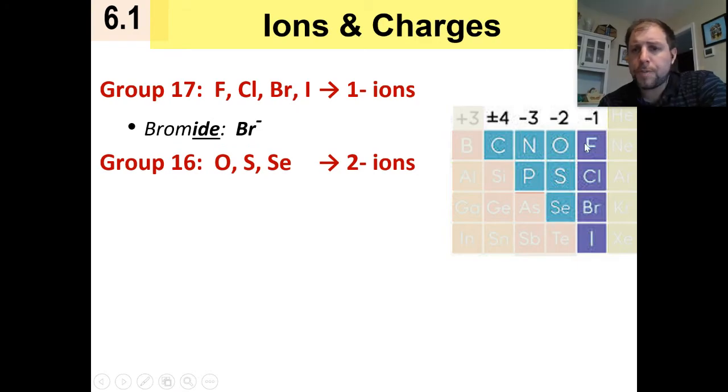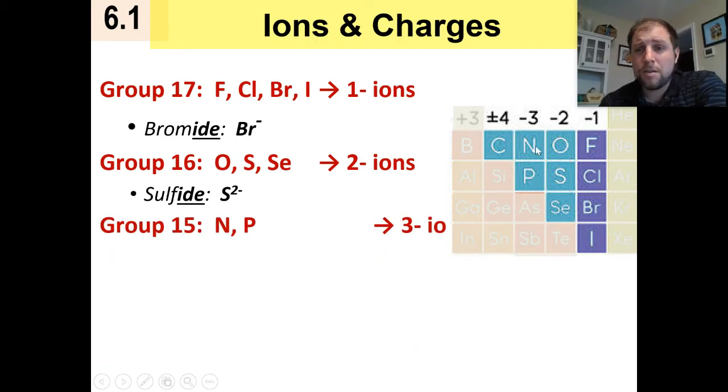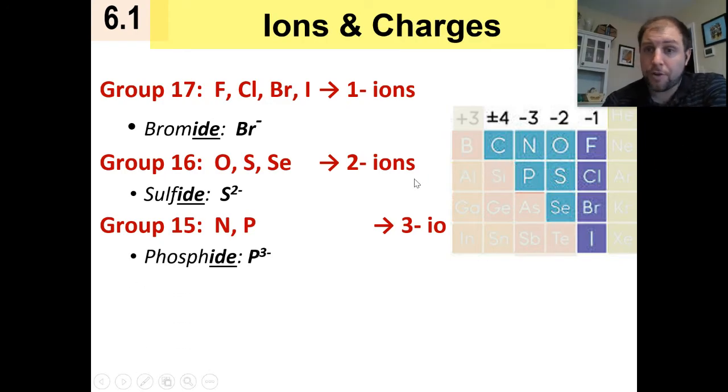Group 16, oxygen, sulfur, and selenium. All these guys need to steal 2 electrons. They will all get a 2 minus charge, and they become oxide, sulfide, and selenide. Nitrogen and phosphorus, these guys will steal 3 electrons, and they will become -3 ions, for example, phosphide or nitride.